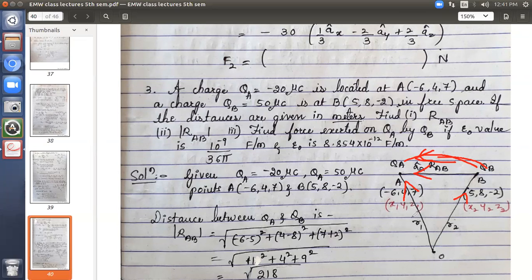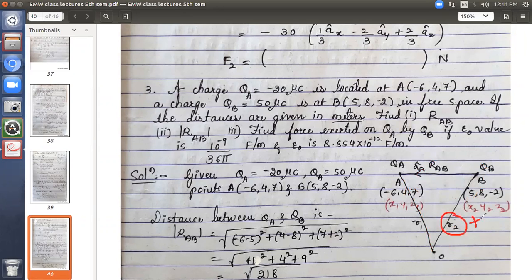Now how to find the addition? Try to identify two continuous arrow marks. If I take this arrow mark 0 to A, there is no continuity from there. 0 to A and A to B I cannot take because it is not continued. Now let me check with this. 0 to B, yes, and from B to A, yes, there is a continuity. Take in this anti-clockwise direction.